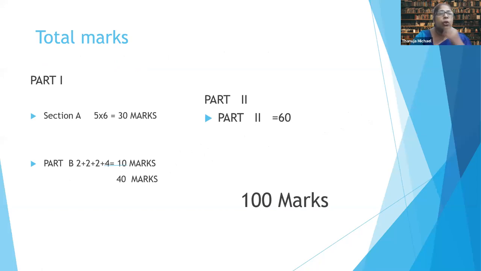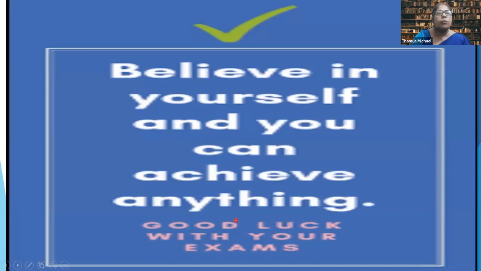So totally, when you talk about section A, part one, you have 30 marks. Part B, you have 10, 40 there. Then 2 to 13, you have 60 marks, 15 into 4. Then 100 marks altogether. So as I told you, try your best to get your maximum possible mark for part one, right? And then you'll be able to do the rest.